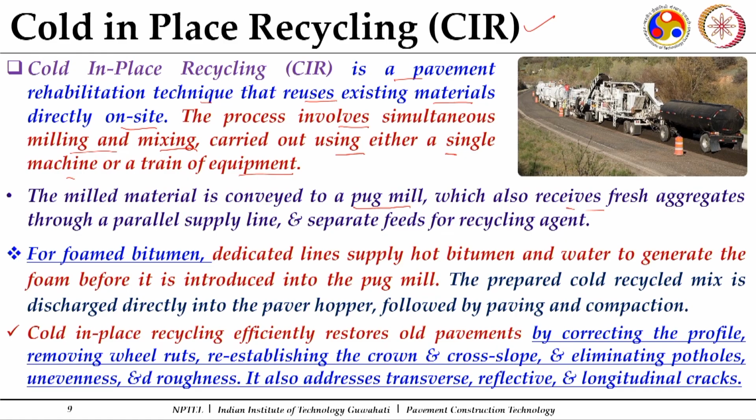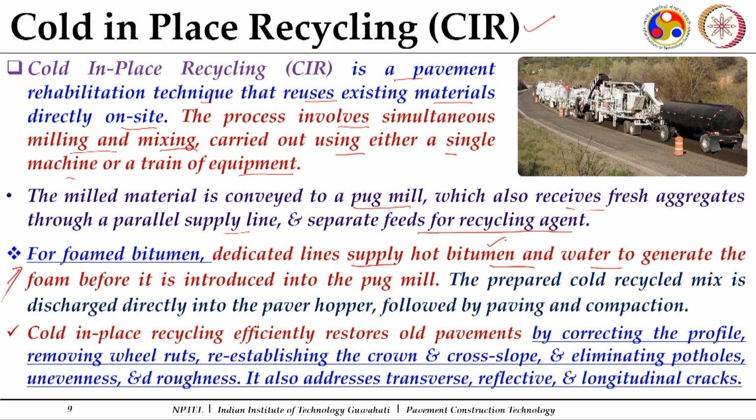In addition, as I mentioned, if some aggregates are also required, then a parallel supply line is there to give you the fresh aggregates also, and separate feeds for your recycling agent. Now, when it comes to foamed bitumen specifically, dedicated lines supply hot bitumen and water, because foaming is to be done in situ itself. So there will definitely be separate supply lines for your hot bitumen.